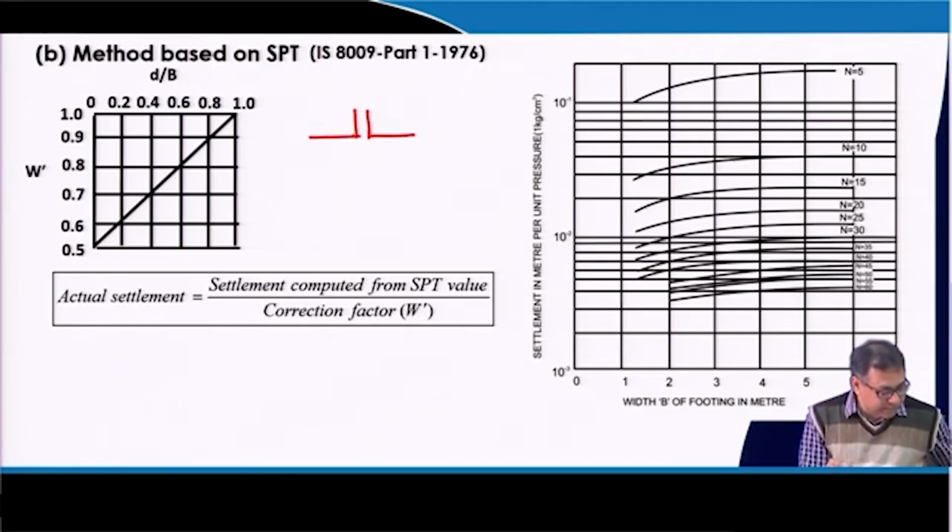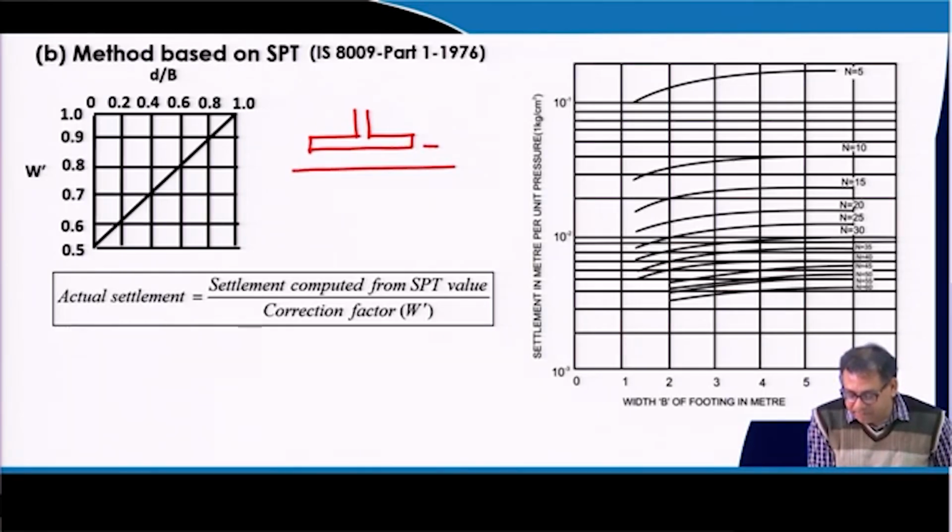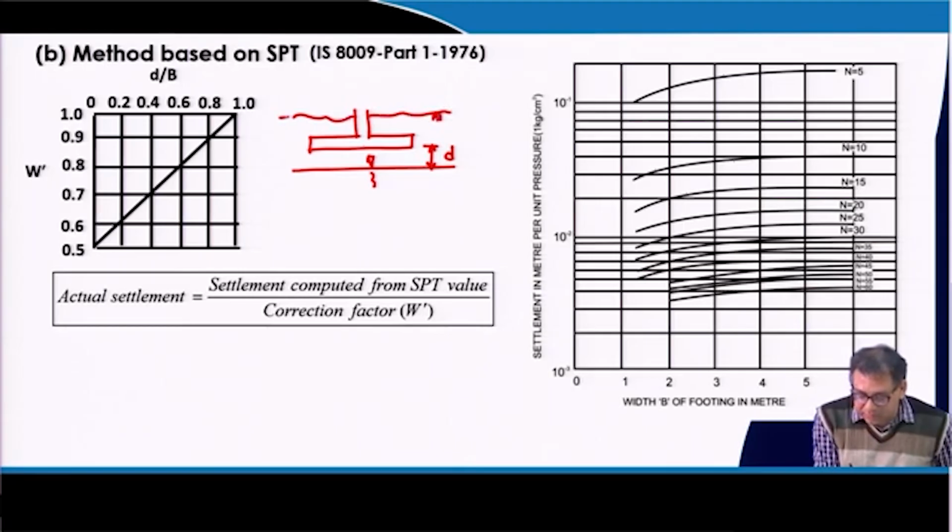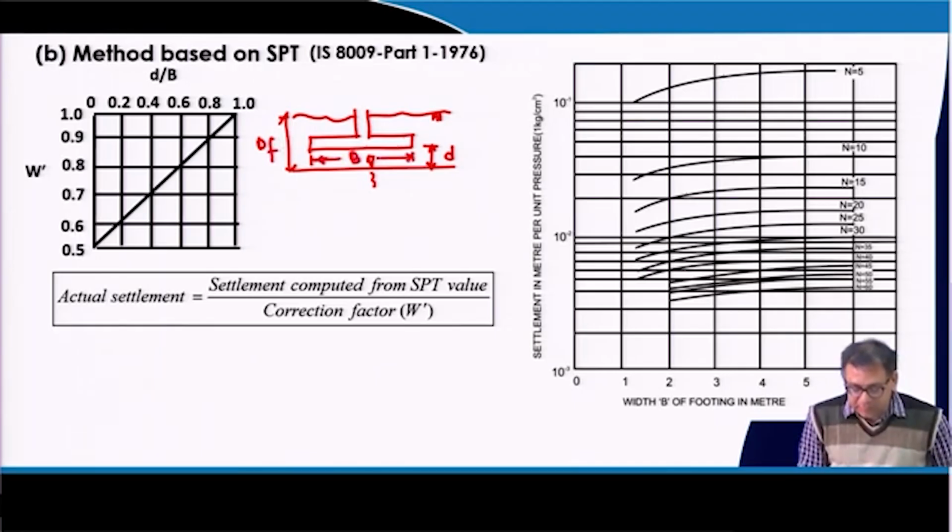Okay. So, here this is the D, this is the water table, and this is the ground surface, this is dF, and this is the width of the foundation. So, for example, if D is equal to 0, your correction factor is 1. Sorry, if your D by B is equal to 1, the correction factor will be 1, and if your D by B is equal to 0, the correction factor will be 0.5.